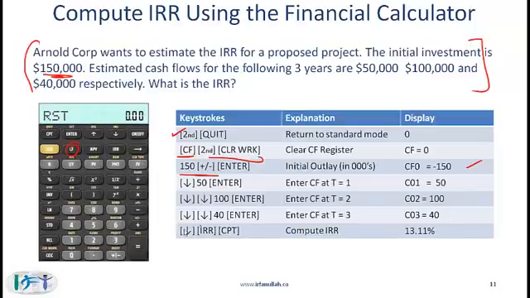And then we hit the down arrow and the IRR button, which is right here, and compute. And this will tell us that the IRR is 13.11%. This method clearly is much simpler than what we saw earlier, but you still need to understand the concept that the IRR is that rate of return which makes the NPV equal to 0.